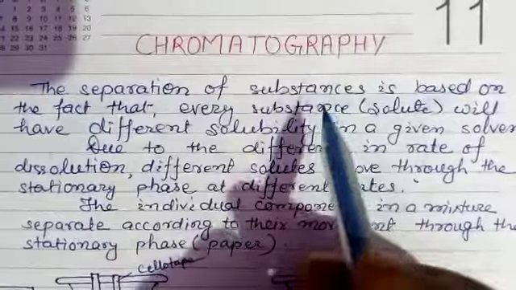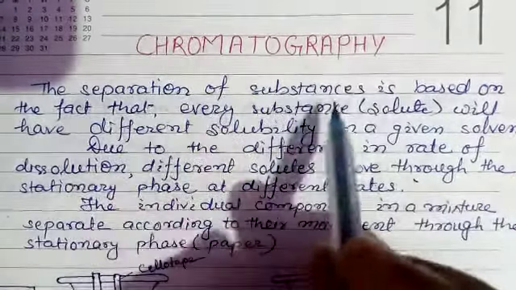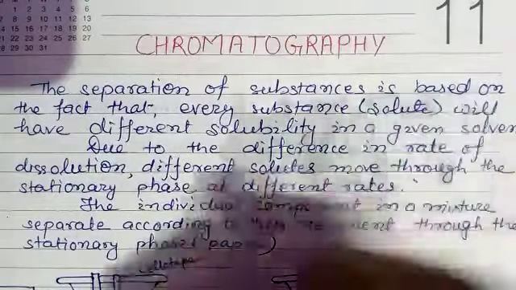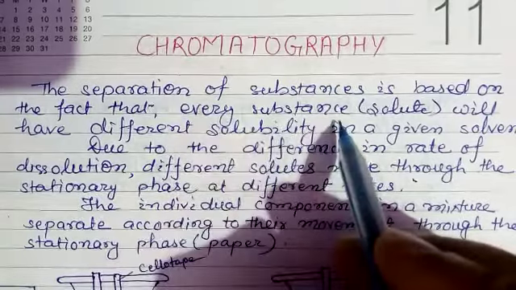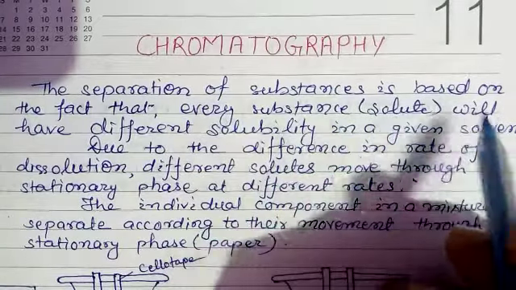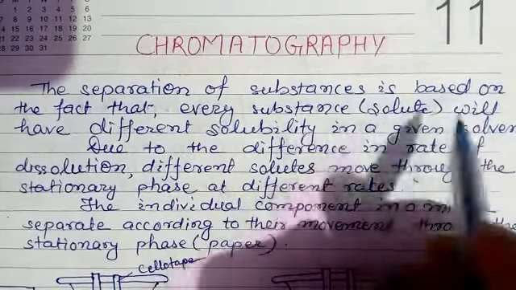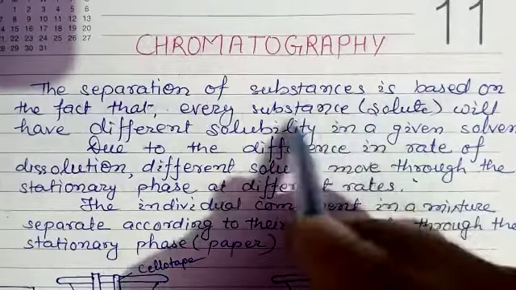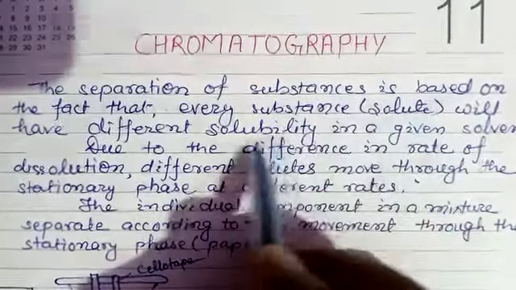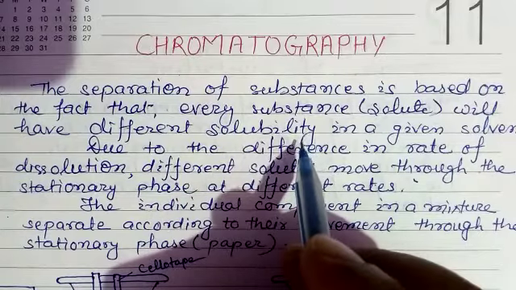So students, in chromatography, the separation of the substances is based on the fact that every substance, that is solute especially, will have different solubility in a given solvent. Any solvent, if we are taking different substances, definitely their solubility varies. Their solubilities are different from one another.